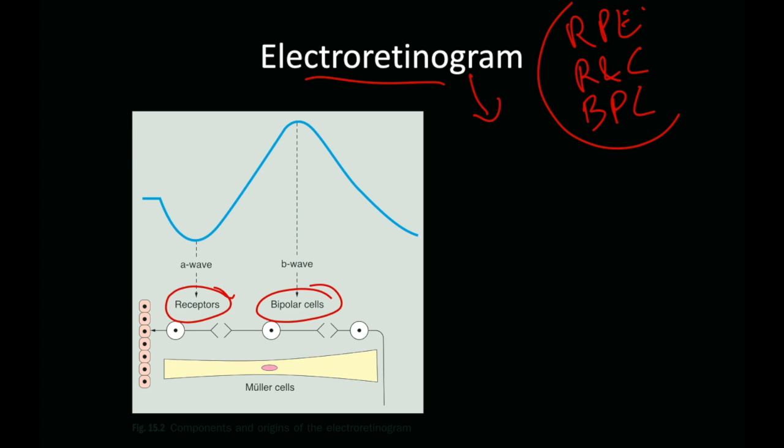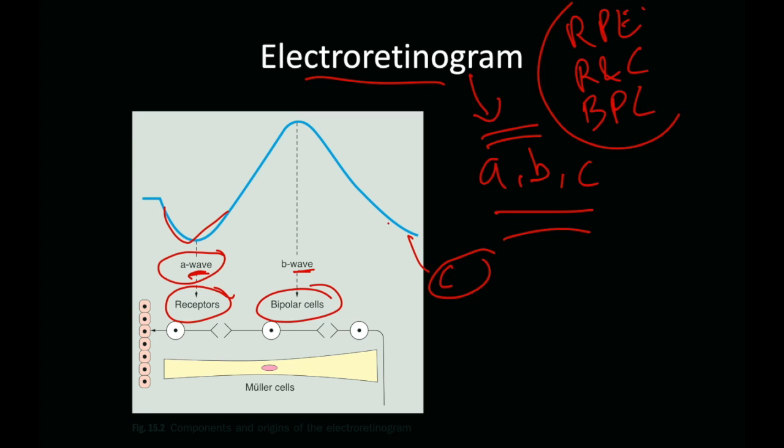There are 3 waves: A wave, B wave, C wave. From this picture, there is A wave, B wave, and this could be the C wave. A wave and C wave are dips, which means they are negative waves. B wave is a positive wave.